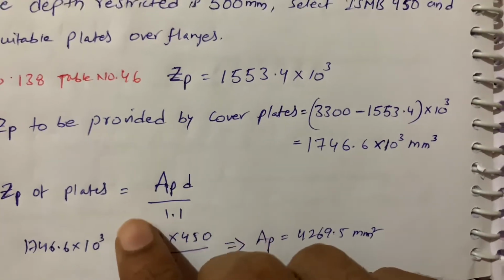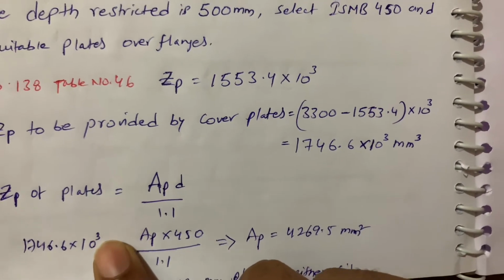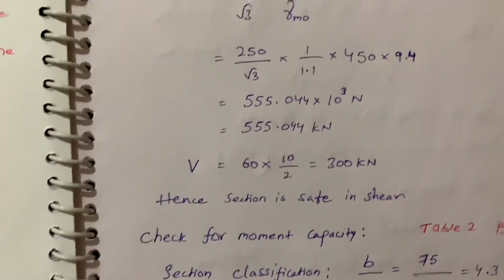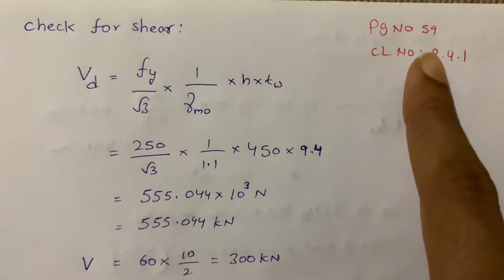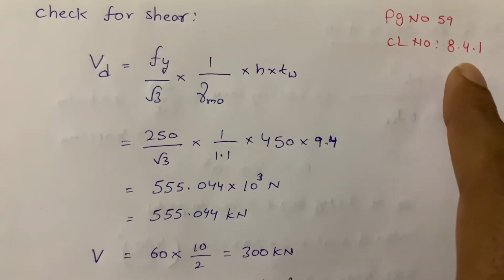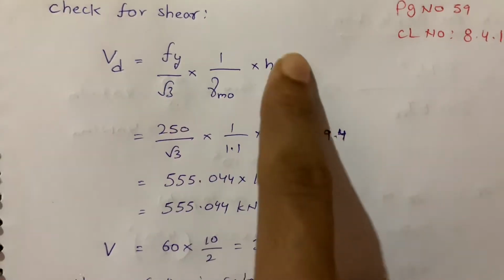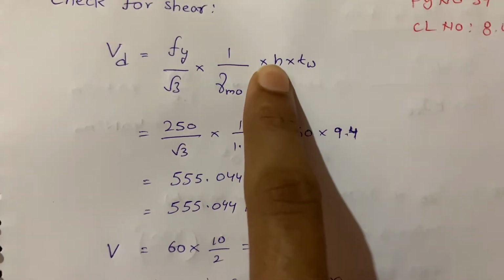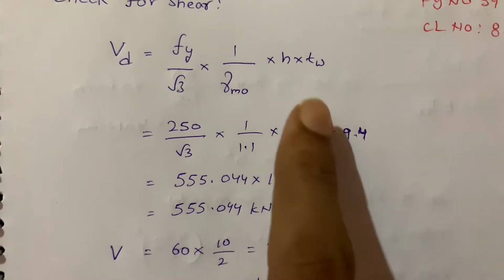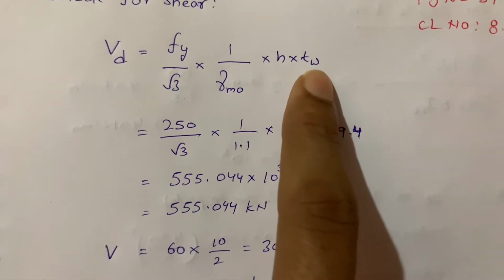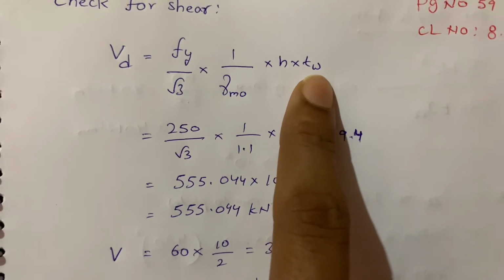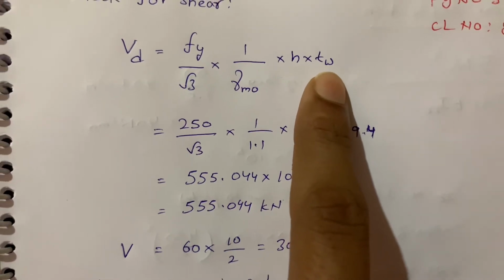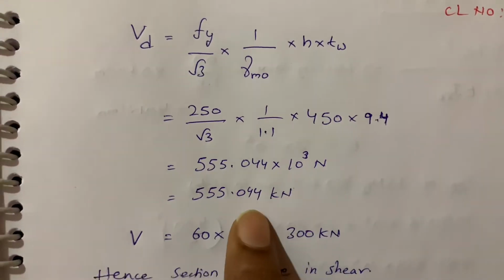And next, we are going to check shear. After calculating all this, we are going to do the checks, that is check for shear. For the check for shear, in page number 59, clause number 8.4.1, the formula is available. This is the formula. Fy is yield stress and gamma m naught is partial safety factor, H is depth of the beam and tw is thickness of the web. These two values are available in the steel tables book in page number 2 and 3, ISMB 450, or in the code book page number 138, table number 46, it is also available. So I got this value.